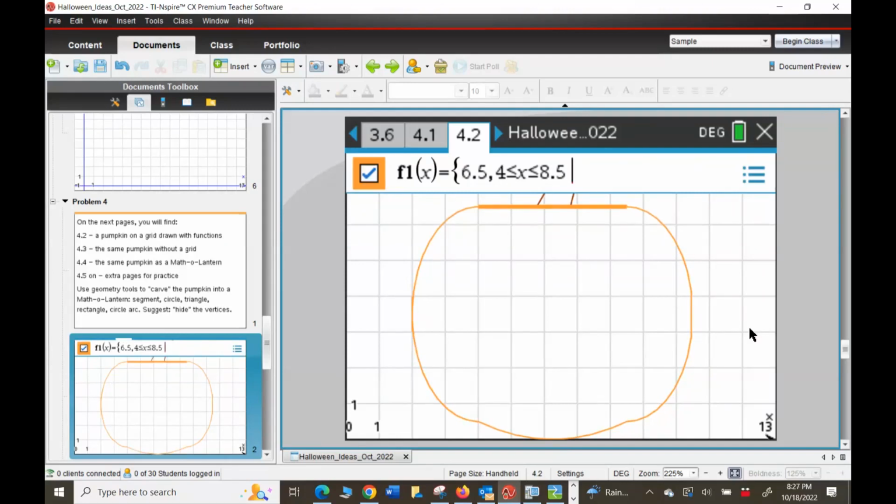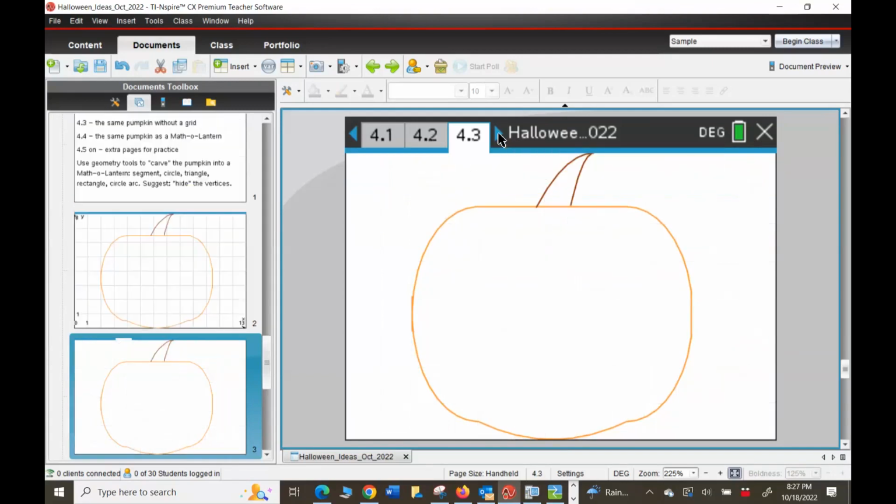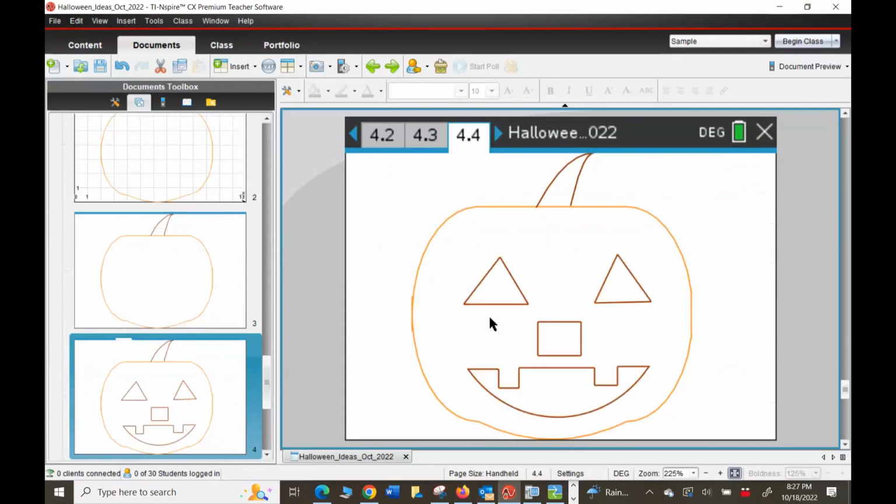So again, you can have the students create them, or you could give them this document, and then you could take off the grid if you want, and then ask them to make their own face. And this would be a great thing for middle school users who don't know a lot of equations yet.